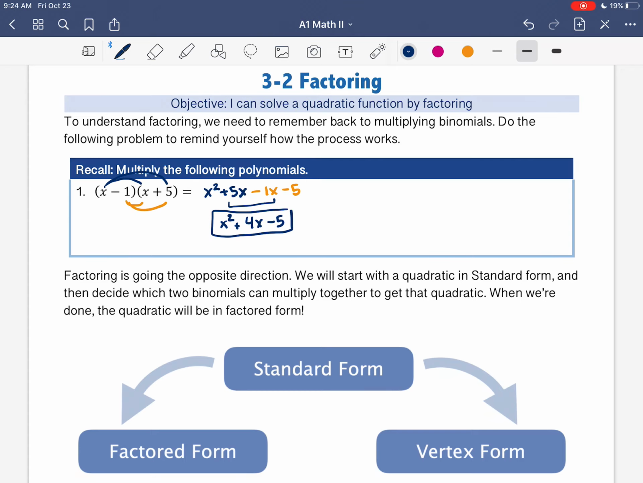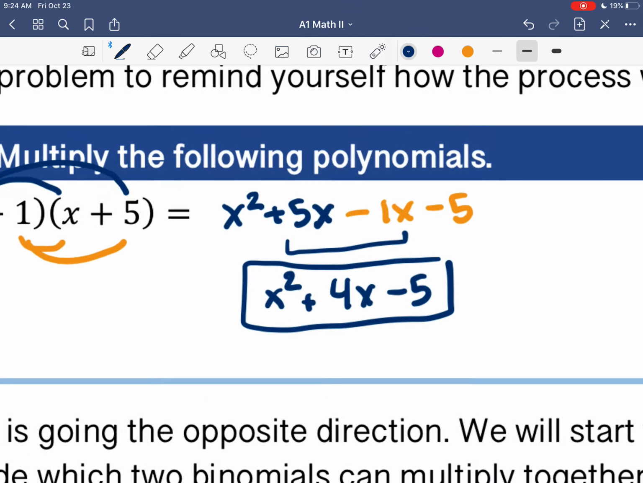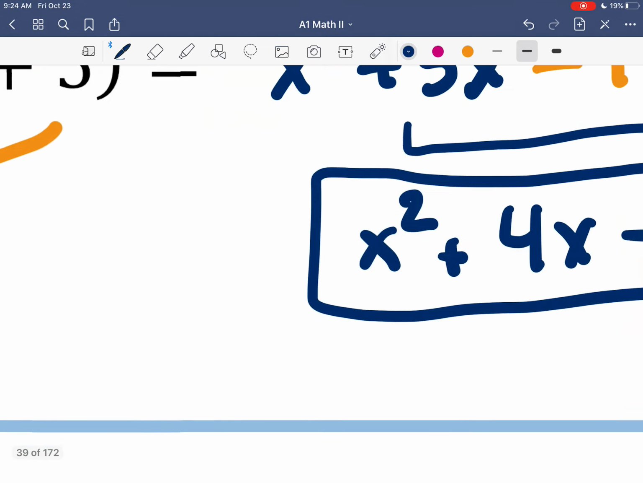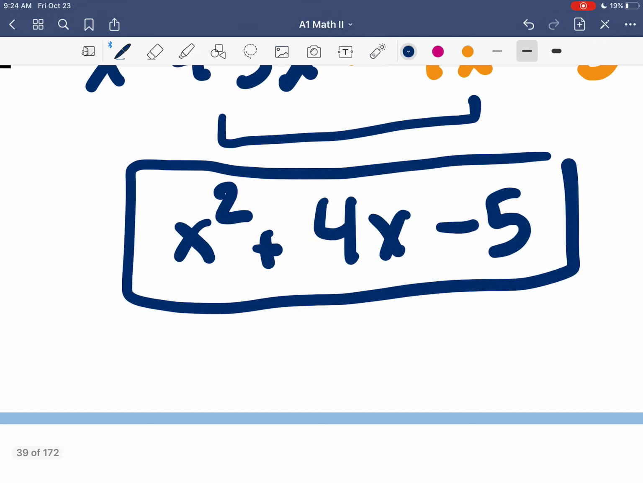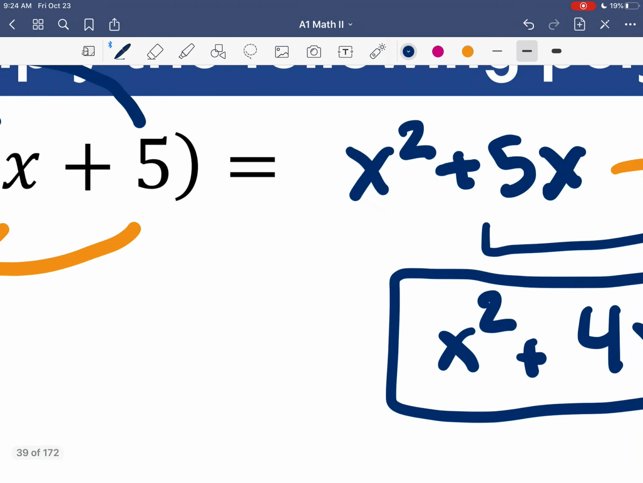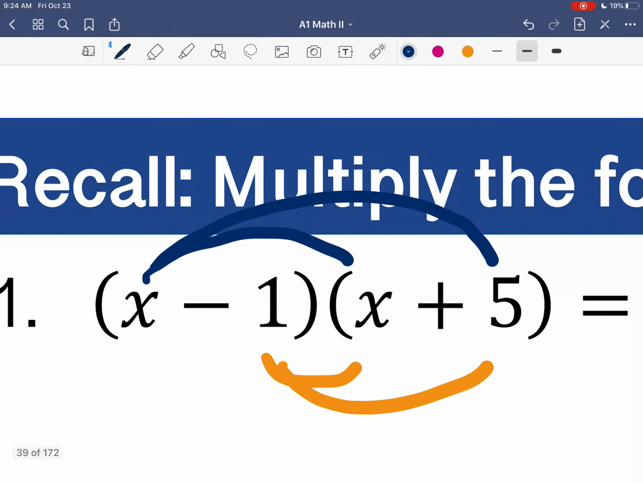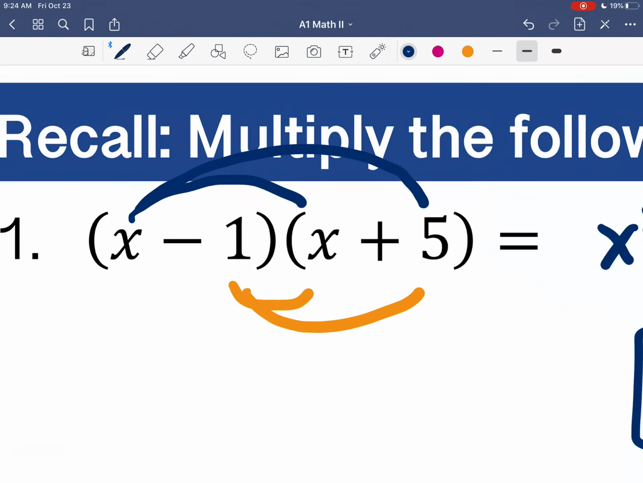So factoring is the opposite direction of just what we did there. So instead of going from two binomials to a quadratic, we're going from a quadratic, well actually both of these are quadratic, I shouldn't say that, but something in standard form, that's better. We're going from standard form into two binomials, so we're going backwards from multiplying binomials.